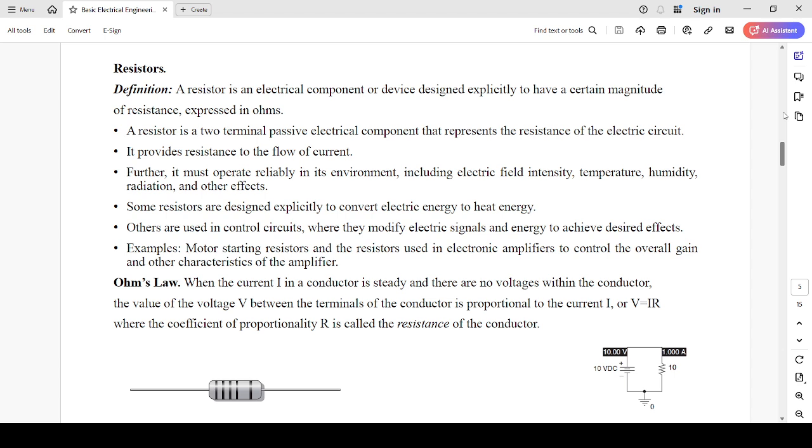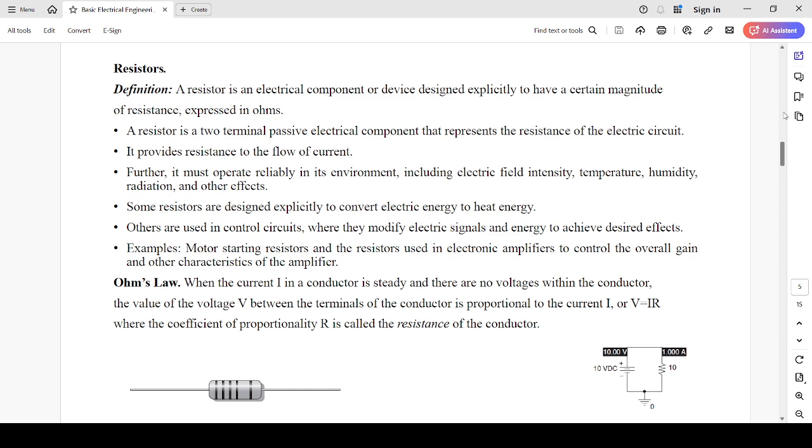So what is Ohm's law? When the current I in a conductor is steady, the meaning of steady is constant, and there are no voltages within the conductor, the value of the voltage V between the terminals of the conductor is proportional to the current I. When you remove the proportionality sign, we get another constant, that is R. This constant R is known as the resistance of the conductor.